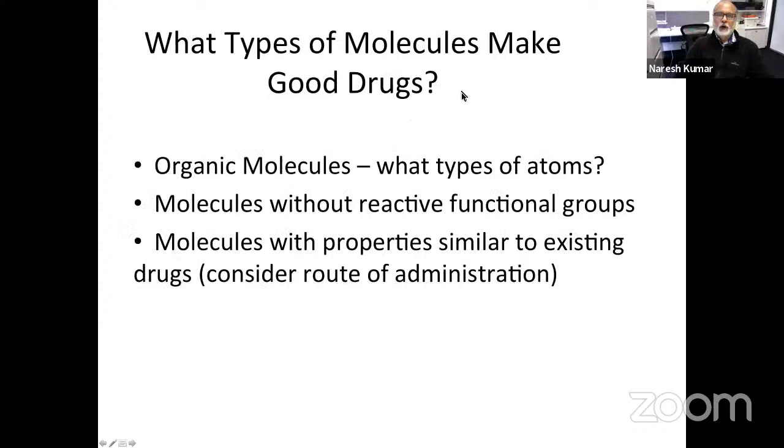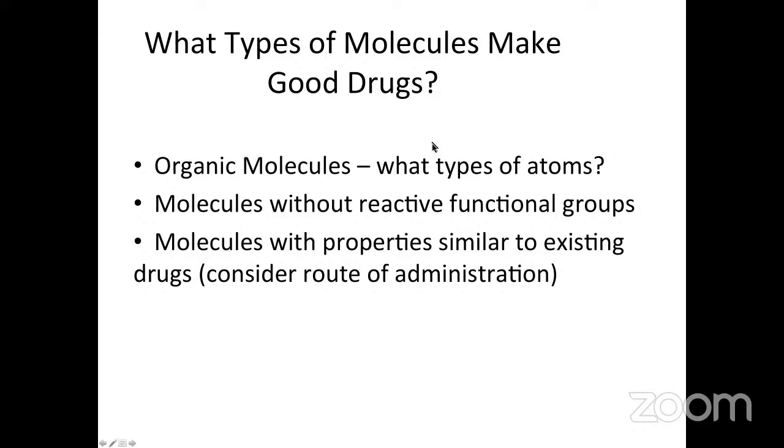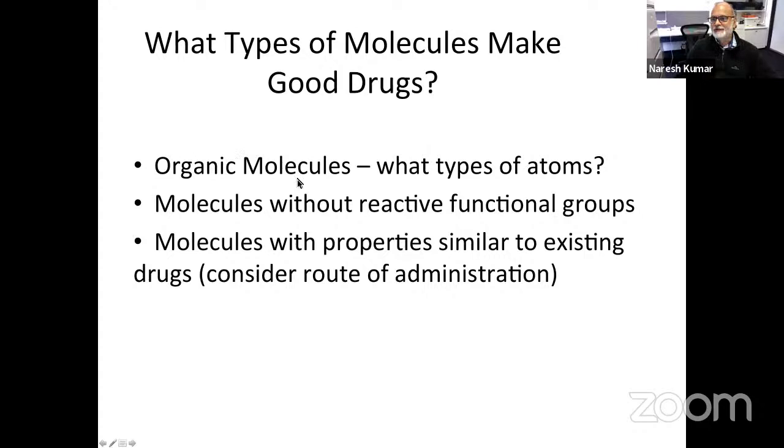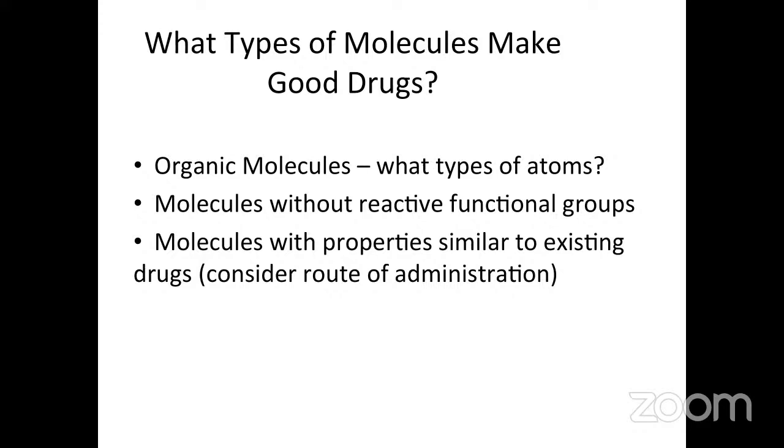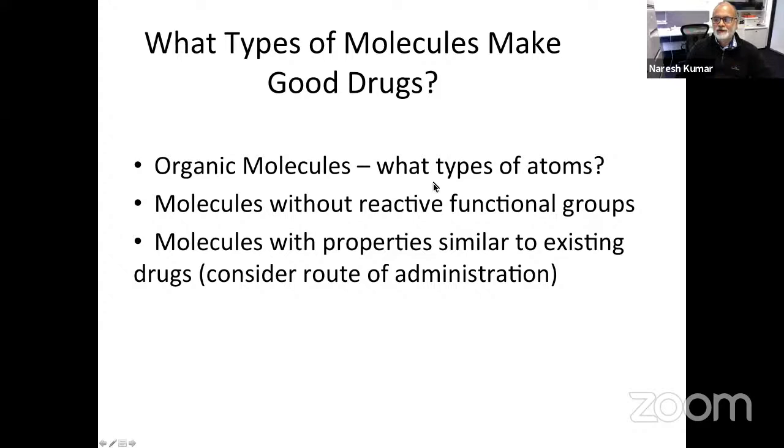Now, what type of molecules make good drugs? That's a very simple question you might ask. And the simple answer is that it's going to be organic molecules, because as you will all know, most drugs are organic molecules. But if they're organic molecules, then you might ask what type of atoms that molecule might have. You will learn as we go along that the typical atoms present in a drug are carbon, obviously, but also typically nitrogen, and oxygen is also present in drugs. So a lot of the drugs are what we call heterocyclic molecules.